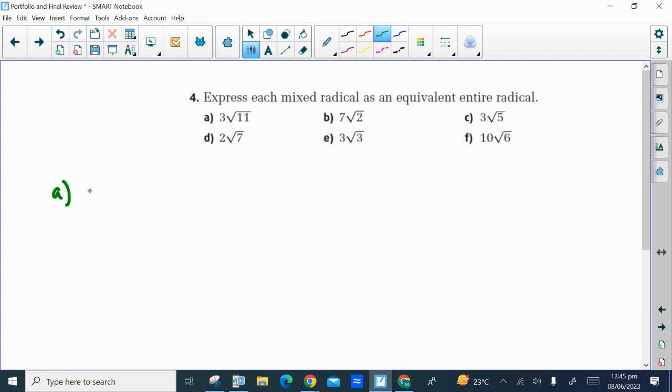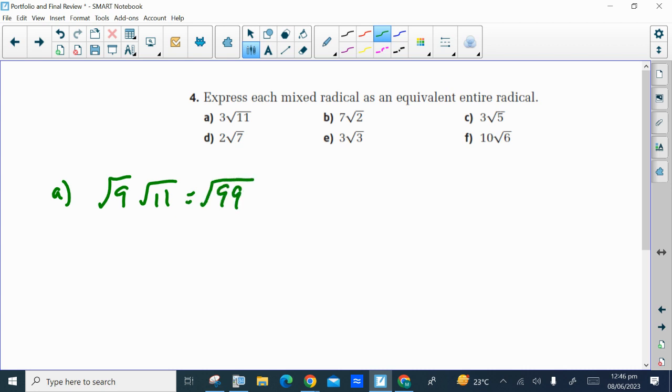So for the first one, 3 root 11, what you need to do is express the first number as a radical as well by thinking to yourself, the square root of what number equals 3? And the answer to that is 9. The square root of 9 equals 3. So instead of writing 3 root 11, we write root 9 root 11. That is the same value as the original number because the square root of 9 is 3. You also could have got this 9 by simply squaring the 3. 3 squared is 9. But now because they're both radicals, you can multiply them together and it stays a radical.